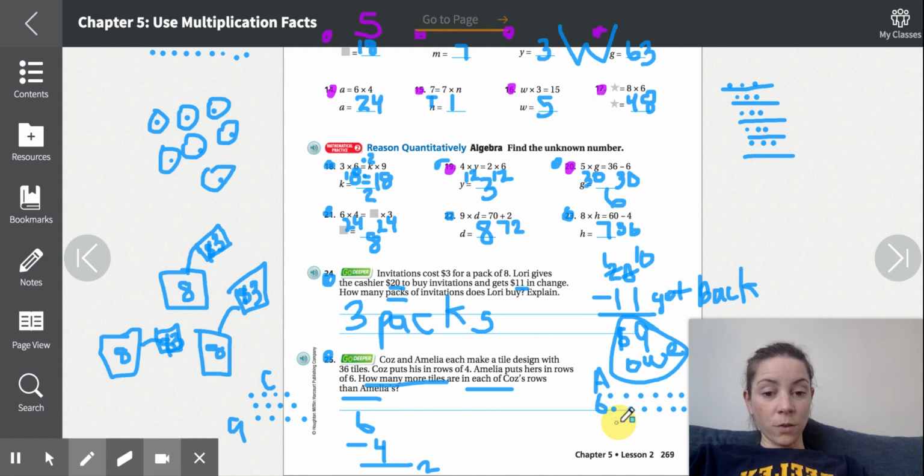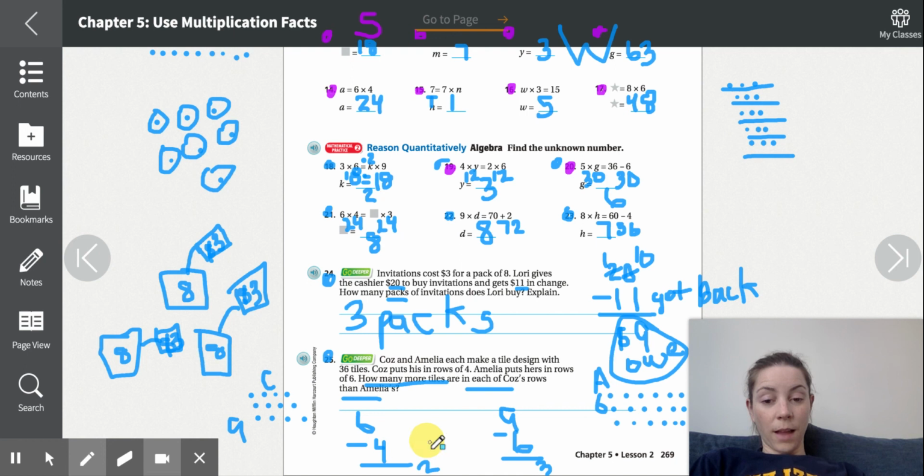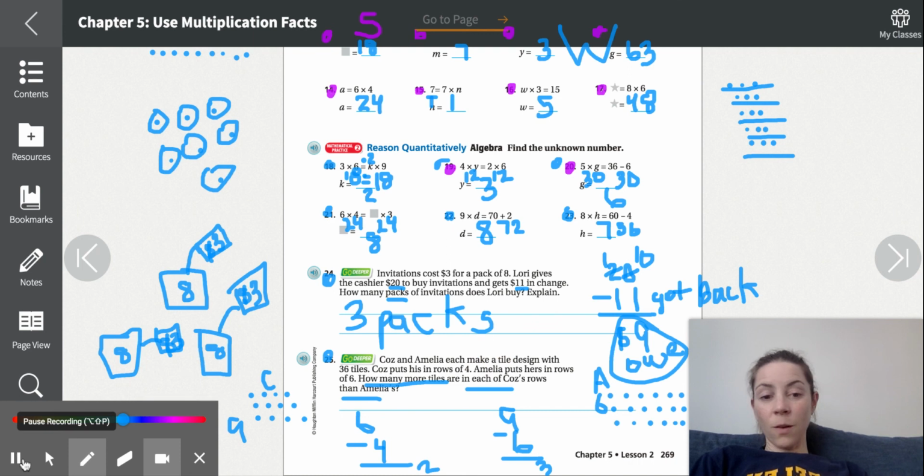And if she's doing rows of 6, how many would she get to if she has to have a total of 36? 6 times 6. So hers would be 6 rows. And so then you would do Kaz's 9 rows, Amelia's 6 rows. And so he would have 3 more rows. But really the answer for this question that they asked is Amelia has 2 more in each. Okay, I'll stop that video here and we'll go on to the last page.